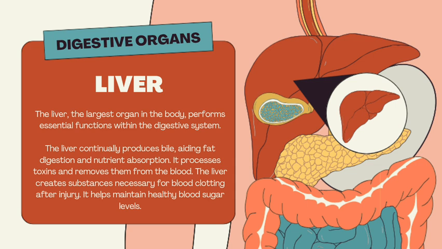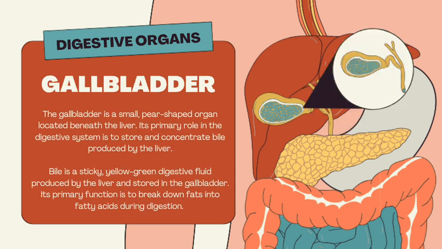So yeah, let's move on to the gallbladder. Its simple definition: a small organ that stores bile produced by the liver. Bile is a sticky yellow-green digestive fluid that's produced by the liver and stored in the gallbladder. Its primary function is to break down fats into fatty acids during digestion.